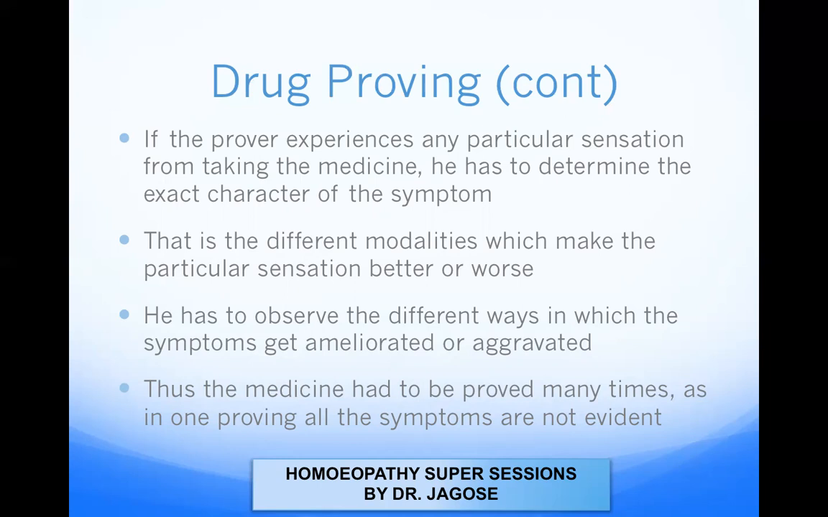The prover has to very meticulously observe, in a very conscientious manner, the different ways in which the symptoms get aggravated or ameliorated. Thus, the medicine has to be proved many times, as in one proving, all the symptoms are not evident. So naturally, if you want to get a complete proving, you have to prove the same remedy or the same drug on different sets of provers, then only the symptomatology will become evident.